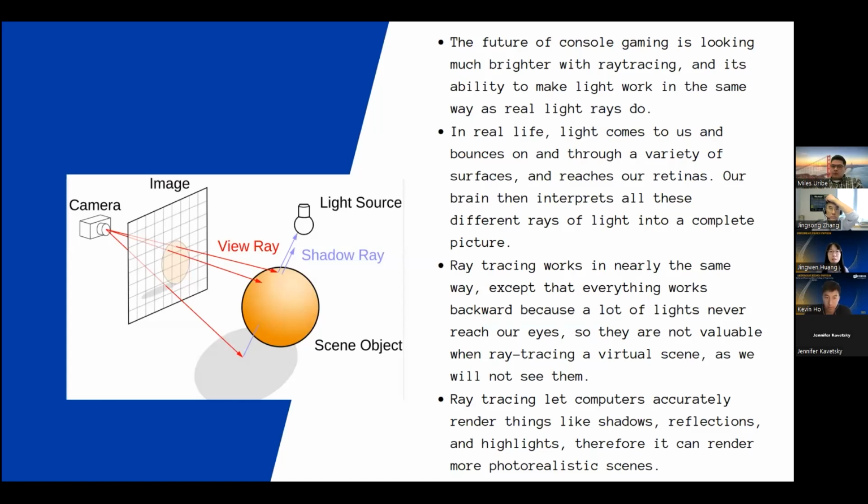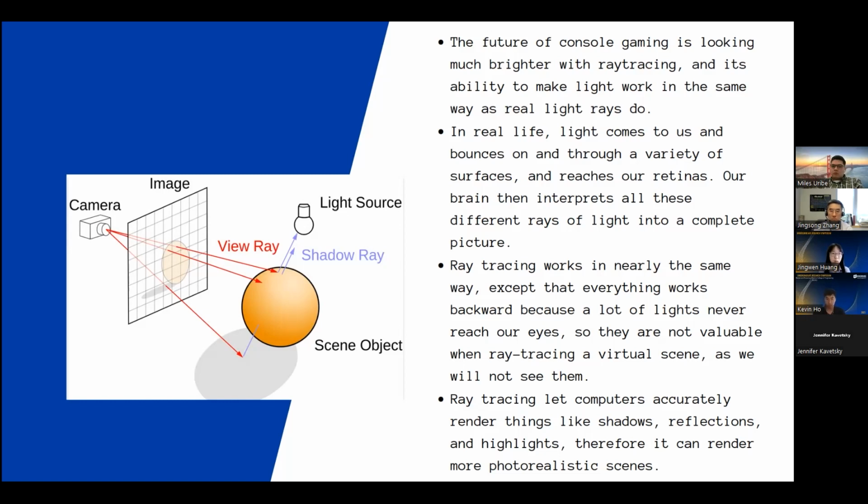A lot of people believe that the future of console gaming is looking much brighter with ray tracing and its ability to make light work in the same way as real light rays do. In real life, light comes to us and bounces on and through a variety of surfaces and reaches our retinas, and our brain then interprets all these different rays of light into a complete picture. Ray tracing works in nearly the same way, except that everything works backward, because a lot of light never reaches our eyes, so it is not viable when ray tracing a virtual scene.